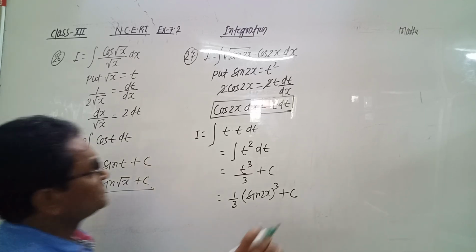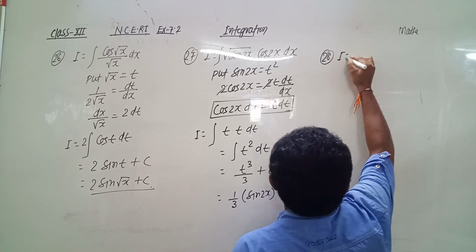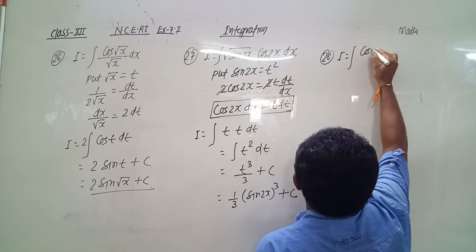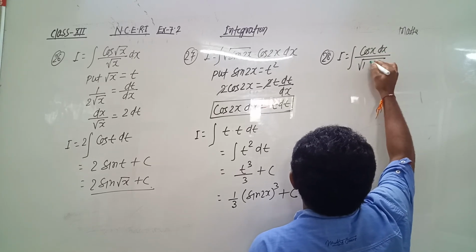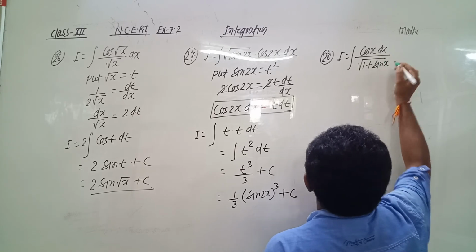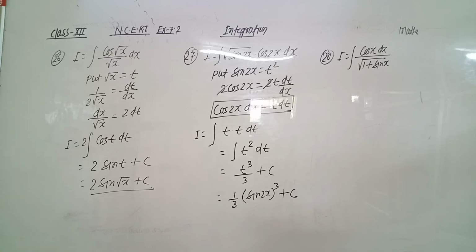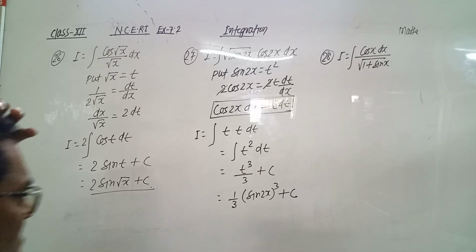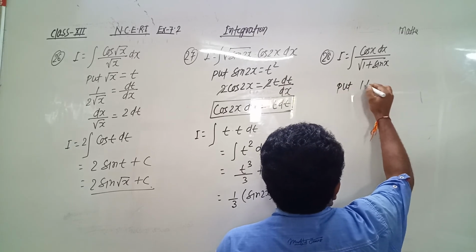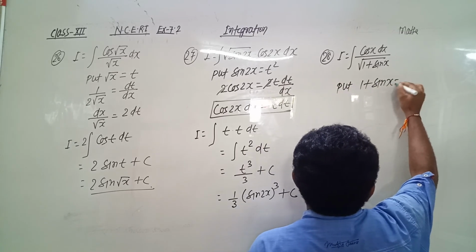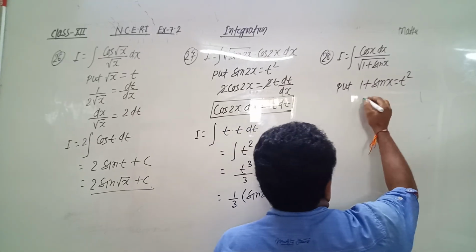Question 28. I equals integration of cos x dx upon under root of 1 plus sin x. So we put the denominator as t square. Put 1 plus sin x equals t square. Differentiate both sides with respect to x. Differentiation of 1 is 0.